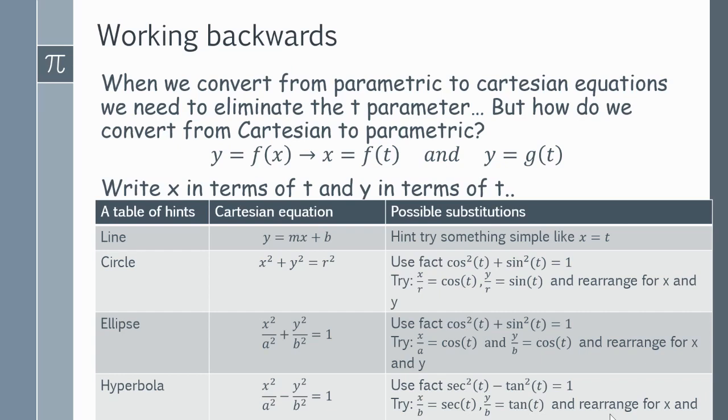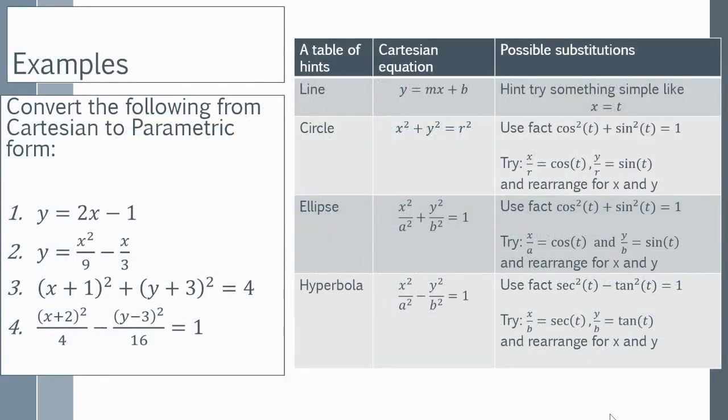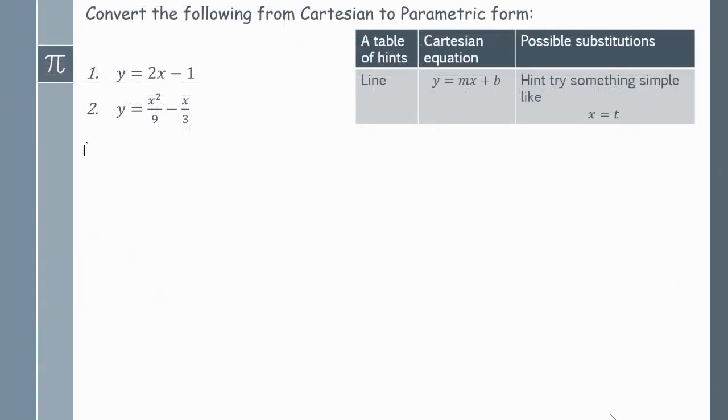So that means how do we convert if we have y equals some function of x to two separate equations, x equals a function of time and y also equals a different function of time. So I've got to write x in terms of t and y in terms of t. We do this using substitution, and it depends on the type of equation. For instance, if our Cartesian equation is a line, we're going to try something simple like substituting x equals t and see what happens. So let's try the simple things like a line.